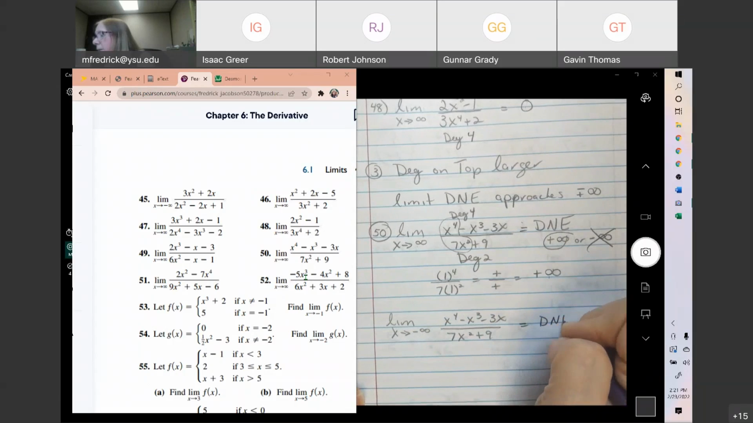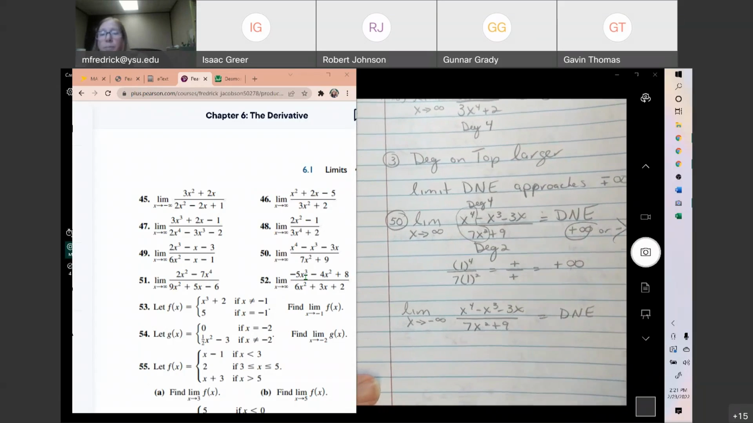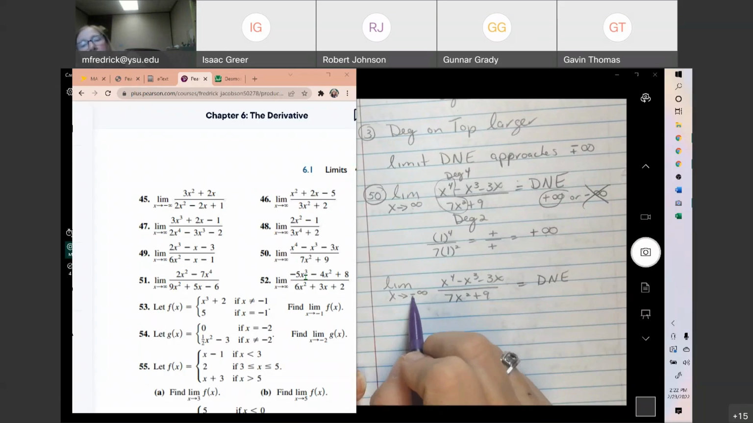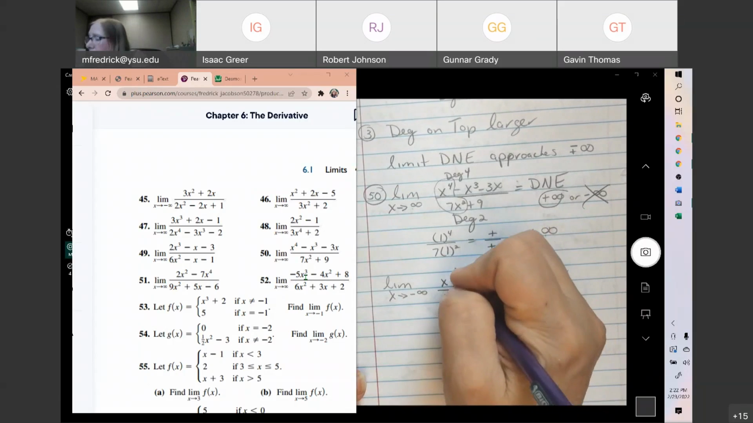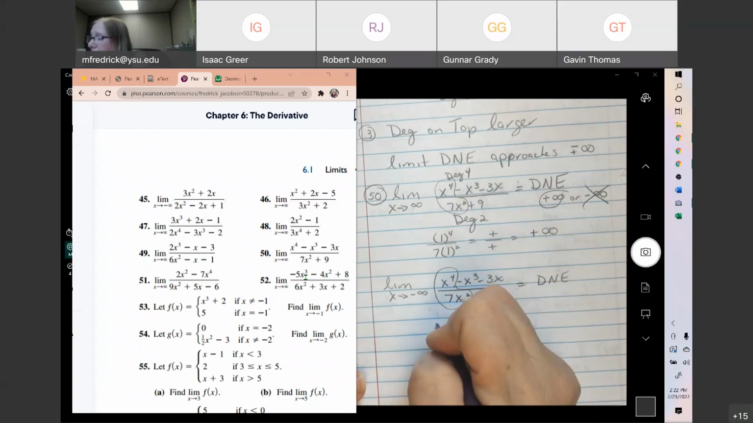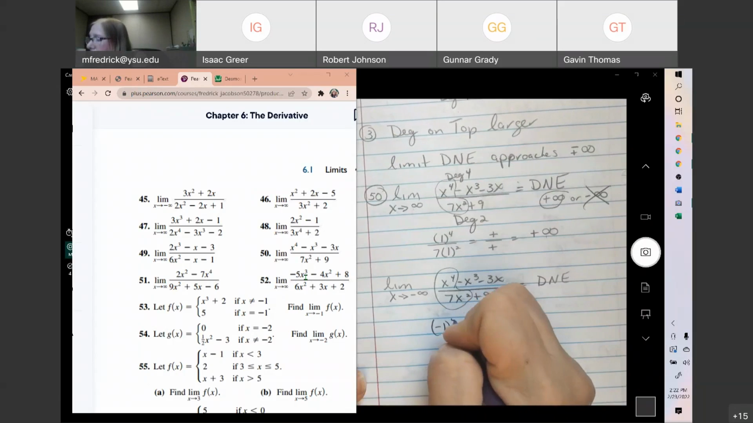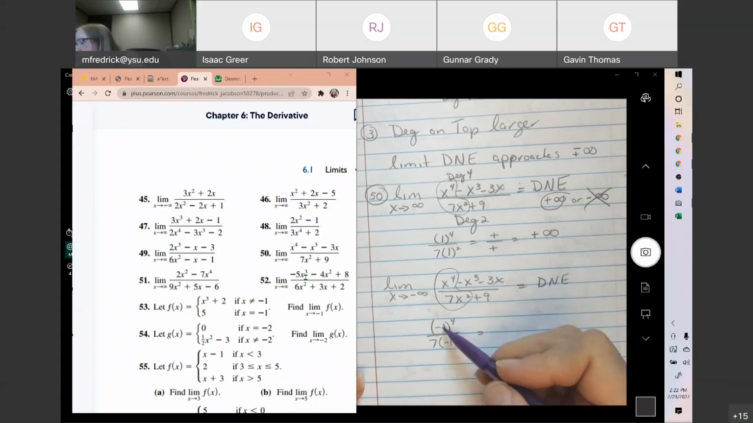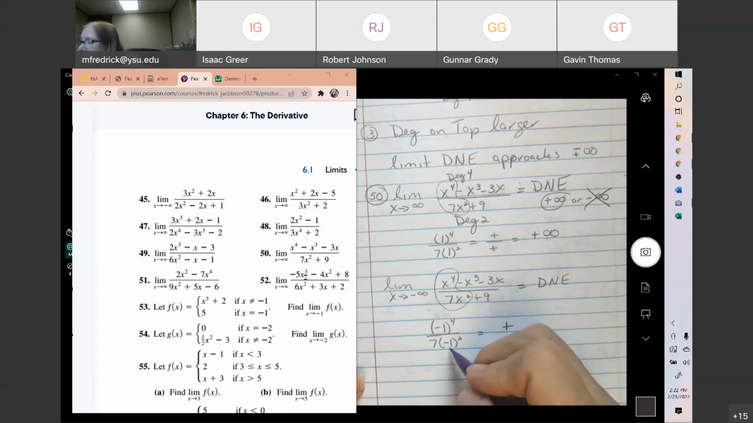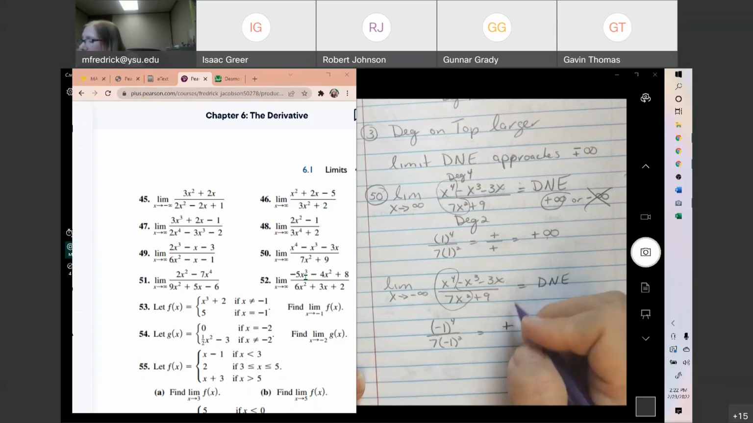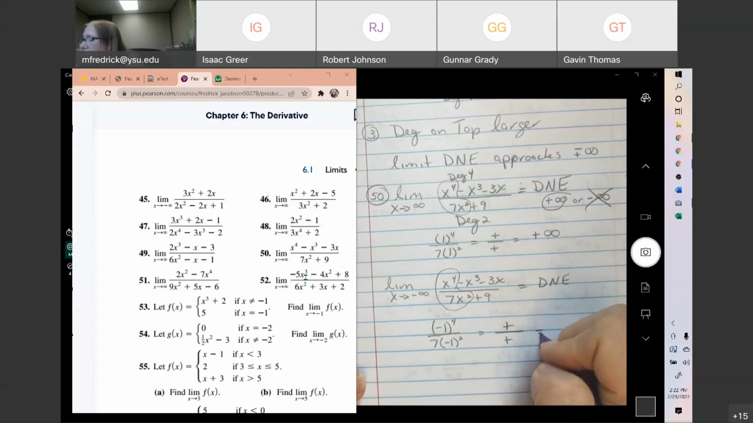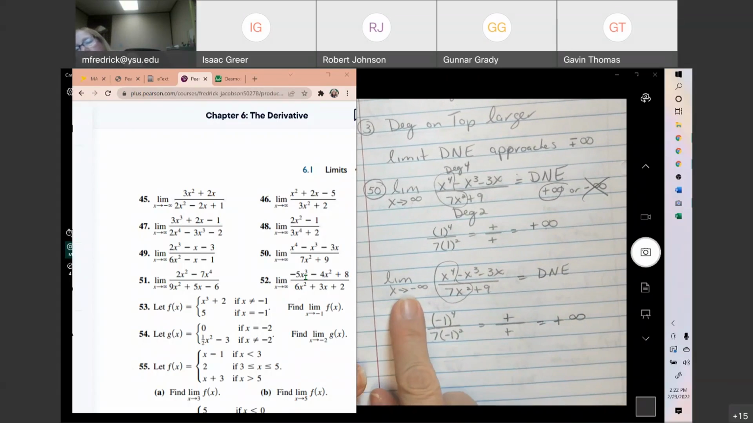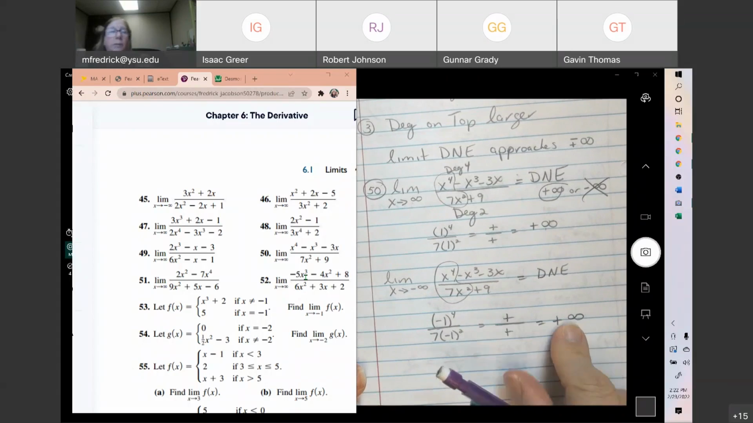We already know it doesn't exist because the degree on the top is larger. But instead of putting a positive 1 in, this is going to negative infinity. So using the two largest degree terms, plug in a negative 1. We have a positive on top. Negative 1 squared is positive times 7 is positive. So again, this one would be positive infinity. So as x is getting negatively large, y is getting positively large.